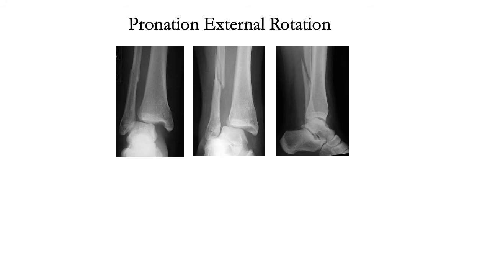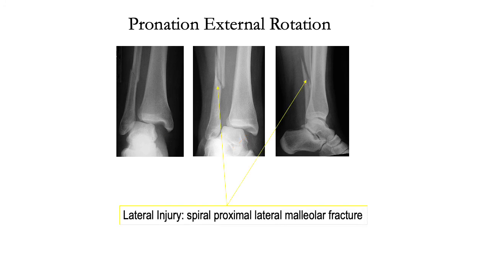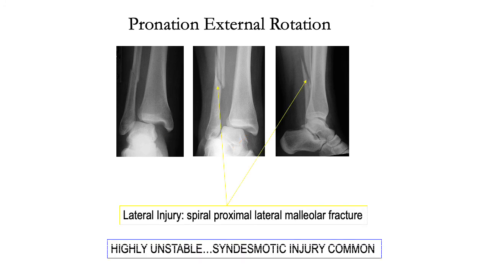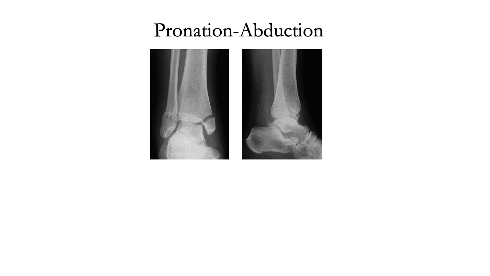Pronation external rotation injury. There is an avulsion fracture of the medial malleolus or deltoid ligament injury. There is a high fracture of the lateral malleolus with associated syndesmotic injury, which is very common. So you have to do fixation of the lateral malleolus using plate and screws, and we have to do reduction of the syndesmotic injury and fixation using syndesmotic screws.